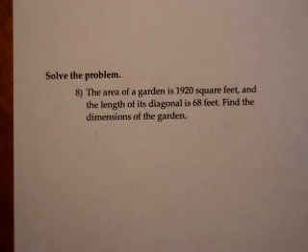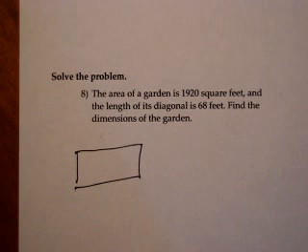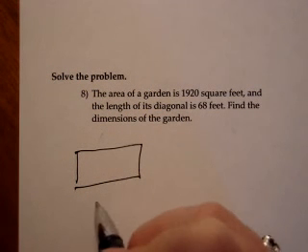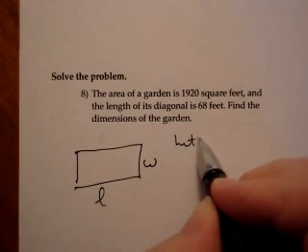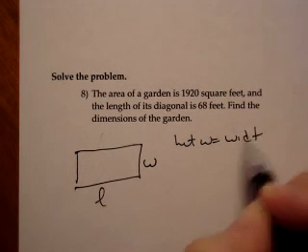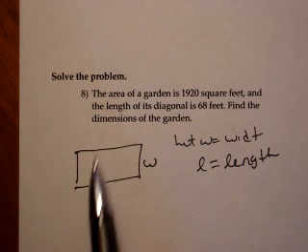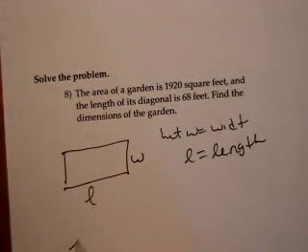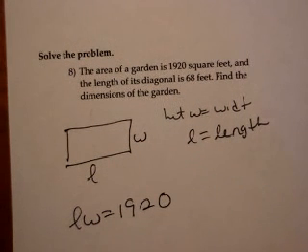Okay, the area of a garden, what they forgot to put in here is the area of a rectangular garden. So let's start by drawing a rectangle. Let's label some sides. Let's call this length. Let's call that width. Okay? So I let W equal the width, and I let L equal the length. Now they tell me that the area, which is length times width, equals 1,920 square feet.